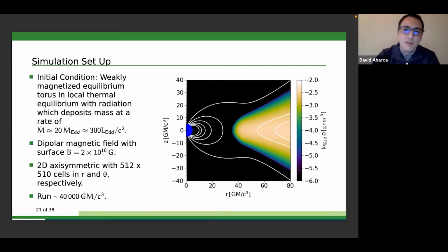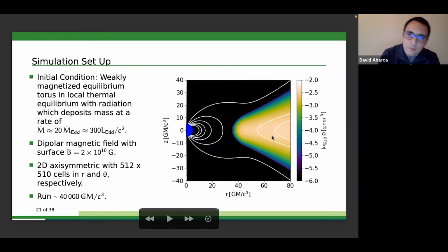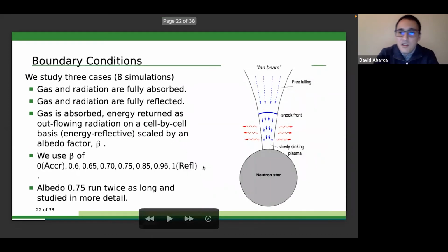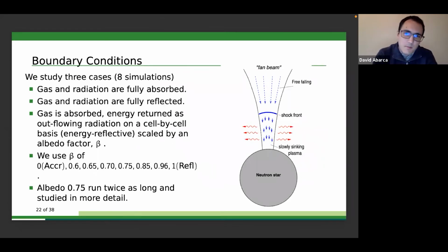So how do we set up our simulations? Very typical of accretion disks is to start with a torus in hydrostatic equilibrium and add a magnetic field to it. We also have to add our neutron star magnetic field. In this case, I'm showing you a dipolar field of 2 times 10 to the 10 Gauss. And like I said, I'm doing these in axisymmetry, 500 by 500 cells, and I ran them for about 4,000 G over C cubed.